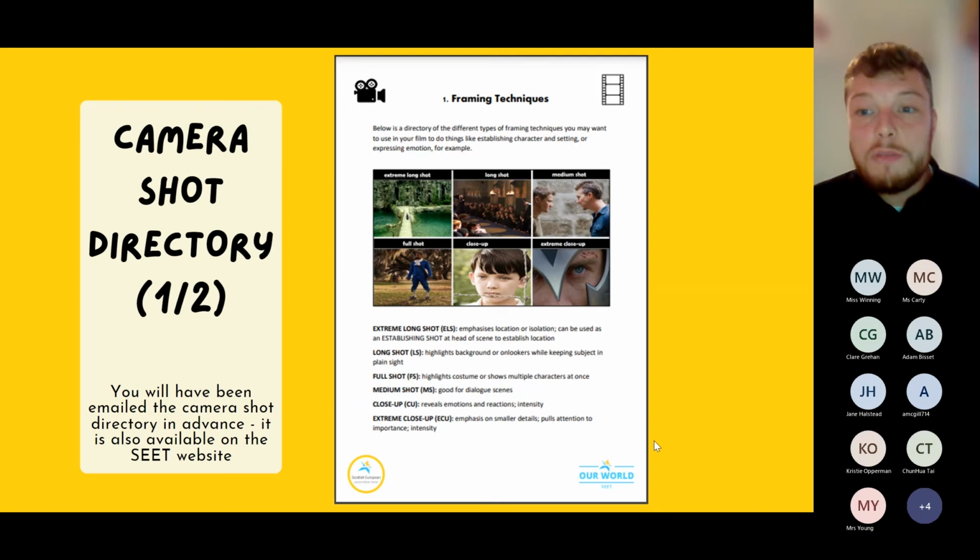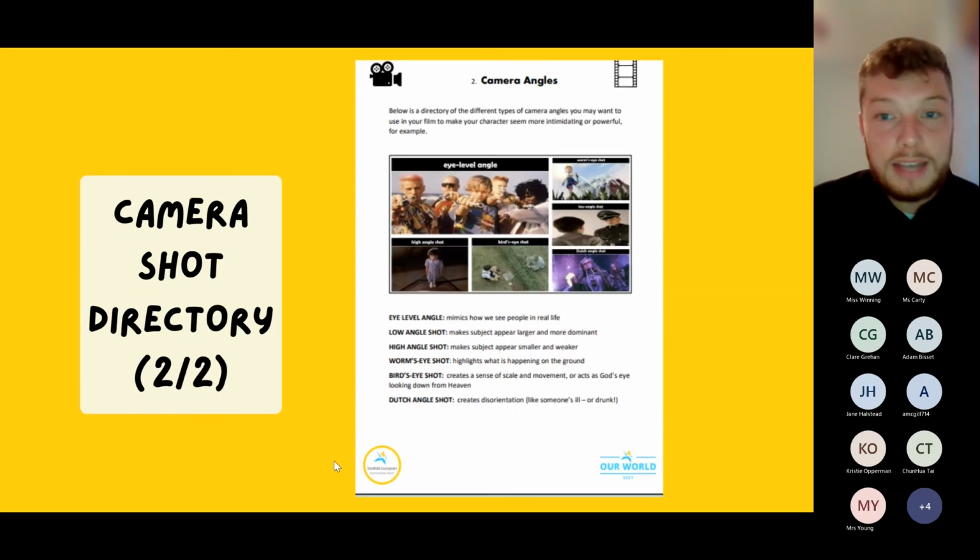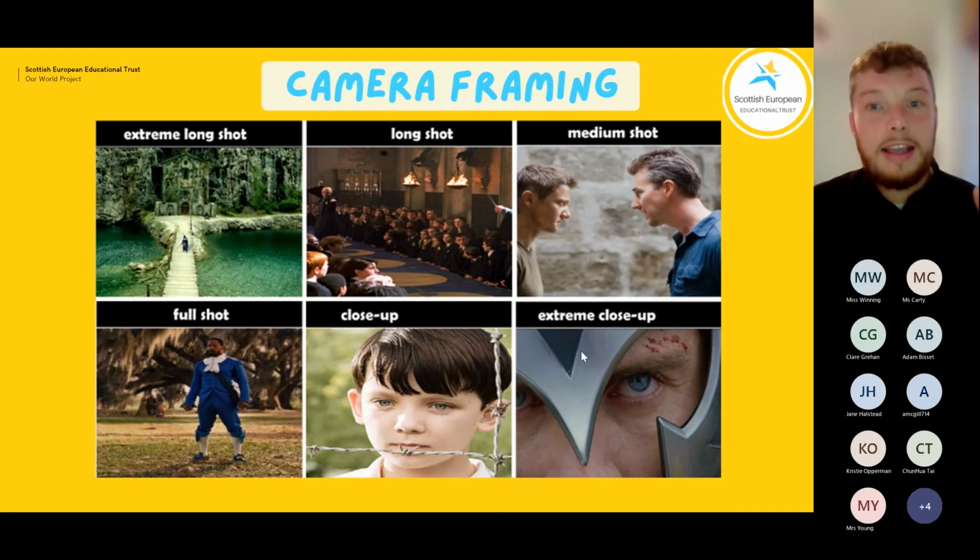So we've highlighted a few of the most common camera angles and framing techniques which are used in films. But as with all this stuff, there's no right or wrong way to shoot films. Really, we're just highlighting what we see as effective practice. So let's run through some of these different shot types a little bit.